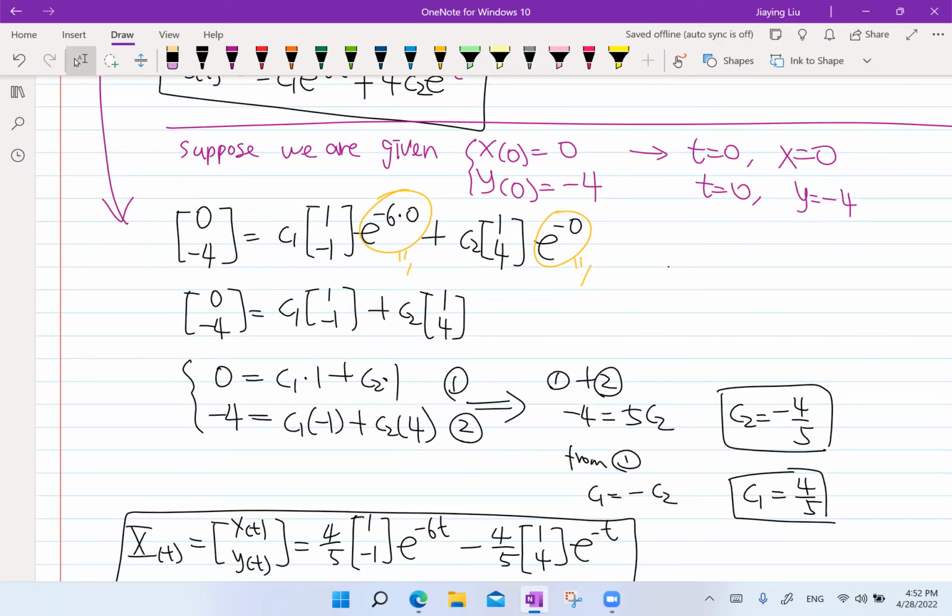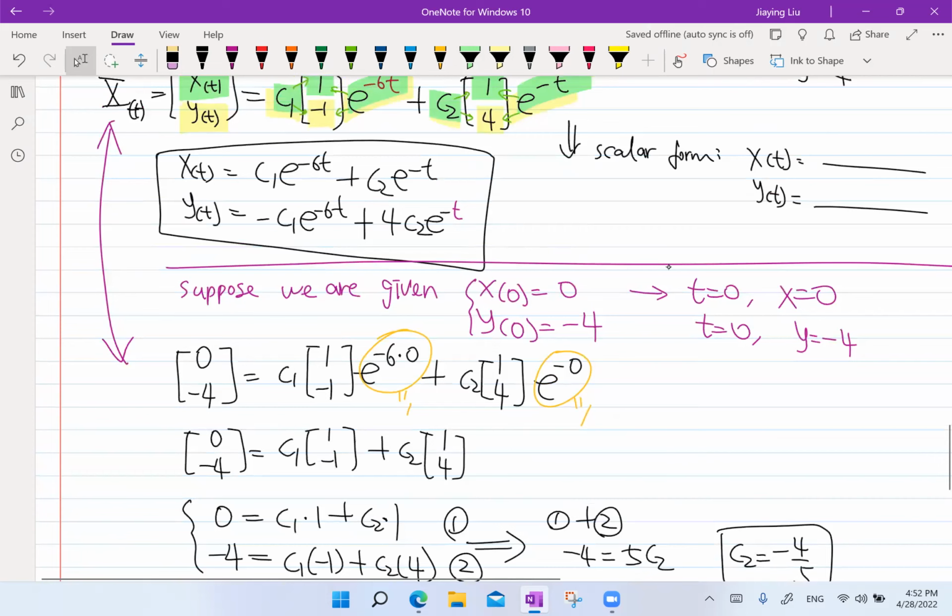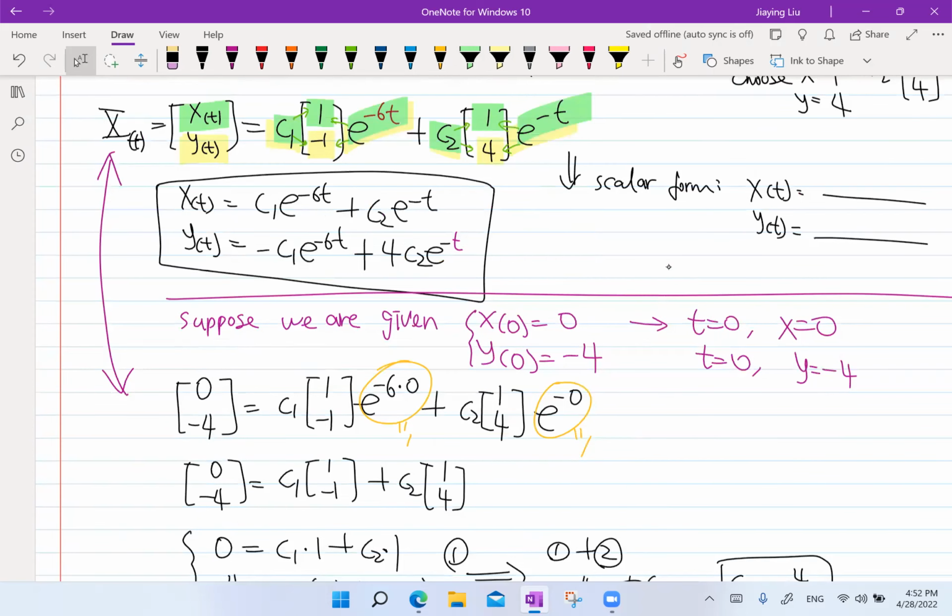Questions on what I did there? You don't have to plug in here. If you plug into the scalar form that we already have, x of t equals something, y of t equals something, we plug in t for all the t's and plug in the value for x and y. We should end up with the same system of equations with C1 and C2. Then we solve for them, then we can use them back in this scalar form.